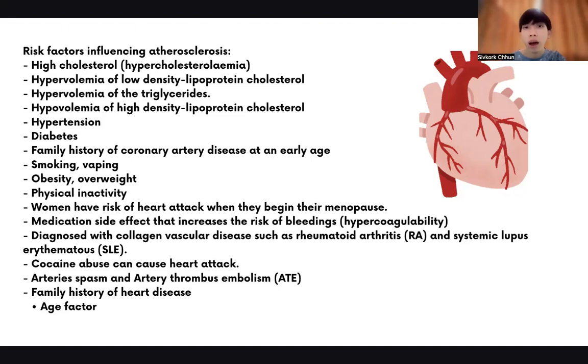Artery spasms and artery thrombus embolisms. So these are blood clots in the arteries that link to heart attack, usually for those who underwent recent surgery or surgical procedure, and the blood clot forms and that's linked to heart attack easily. Family history of heart disease, and age factor. Again, for age factor, it is inevitable. So as people become older, heart attack can develop with lifestyles.